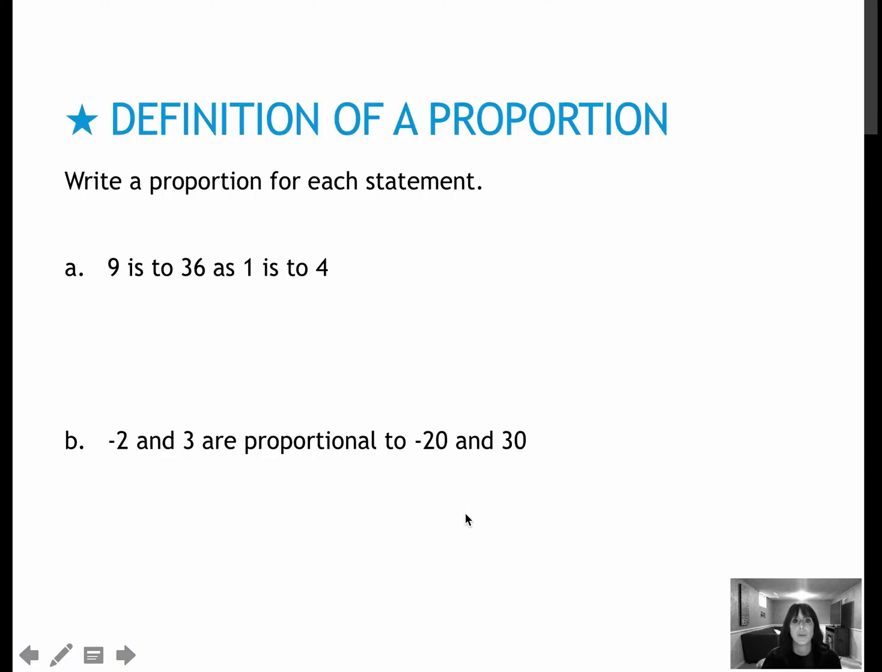Here are two for you to try, so try them both and press play to see how you did. 9 is to 36, as 1 is to 4. And negative 2 and 3 are proportional to negative 20 and 30. That's how we would write those proportions.